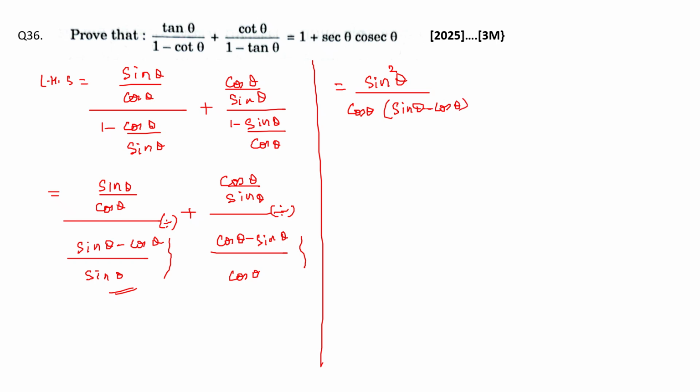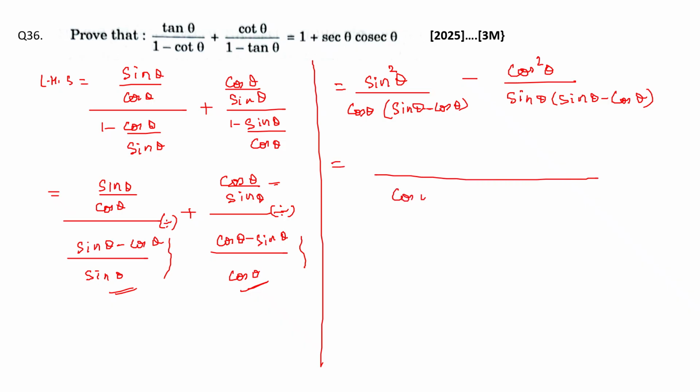Next, here is cos theta minus sine theta, and here is sine theta minus cos theta. So I am taking minus common here. So here sign will change from plus to minus. And this cos theta will get multiplied here. So it will become cos square theta by sine theta into sine theta minus cos theta. Now take the LCM again as cos theta sine theta into sine theta minus cos theta.